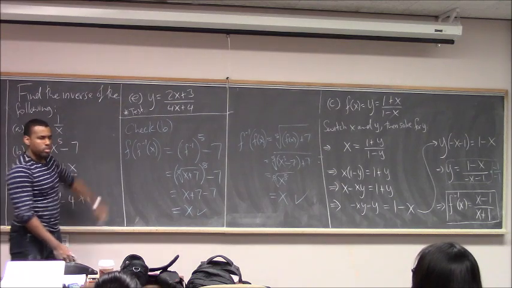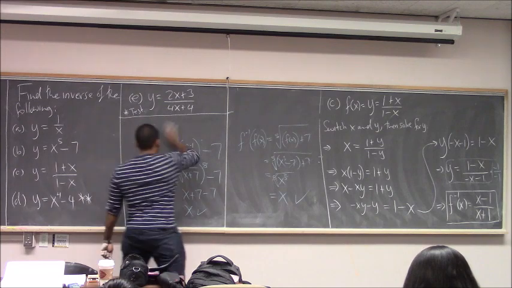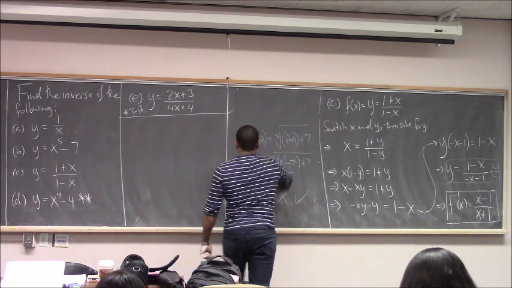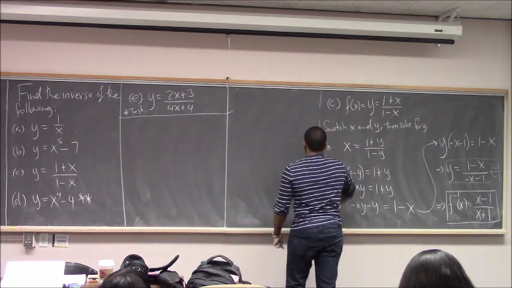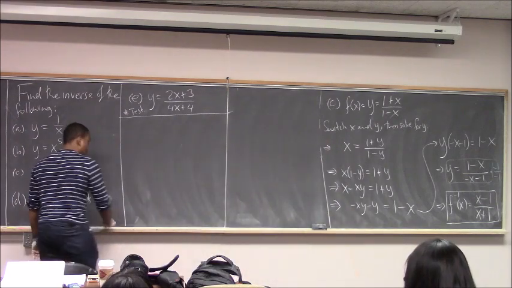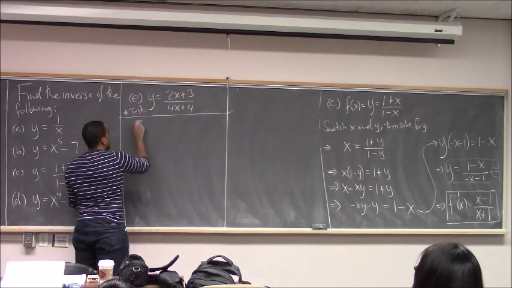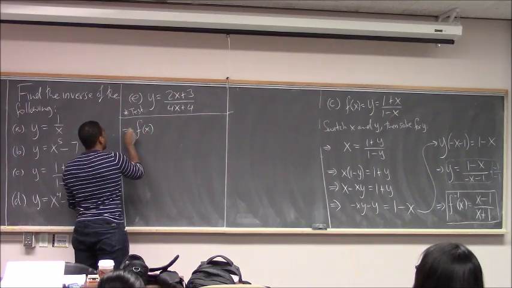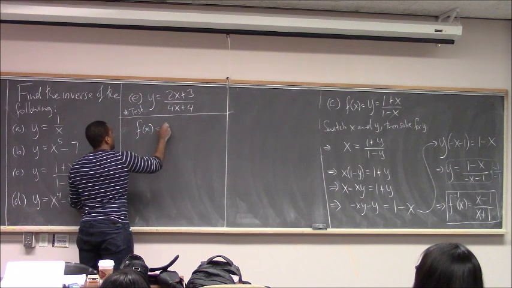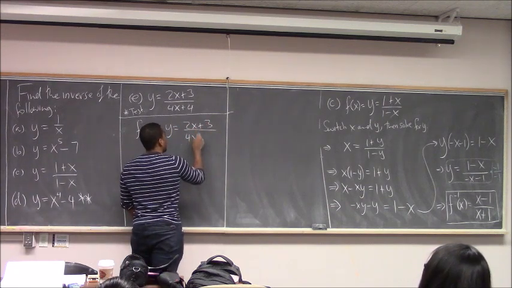Let's do the example that was on the test. Although honestly, it was very similar to this one. So let's say f of x, y equals 2x plus 3 over 4x plus 4.